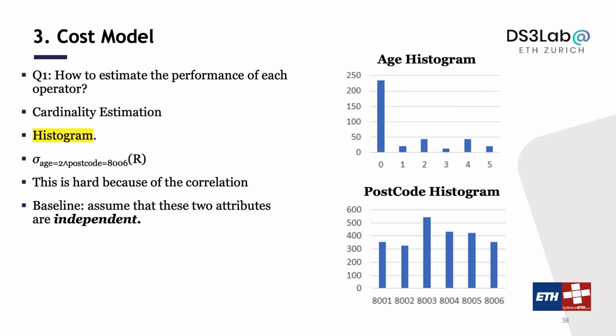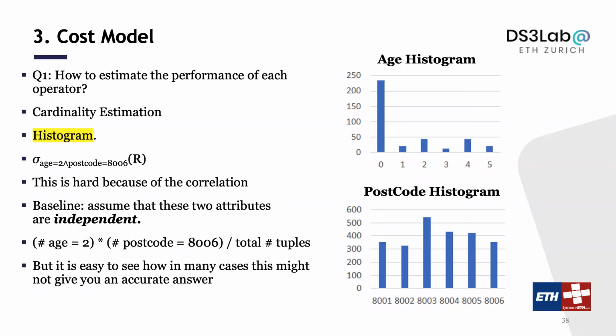There are so many different ways that you can do this. You can actually learn the correlation. You can pre-compute some of the higher-order statistics. But the baseline is, let's assume these two attributes are independent. I'm making it clear that this is an assumption that could be wrong. But if you make that assumption, you can actually use these two smaller histograms to do cardinality estimation by just combining them together. You multiply how many people have age equals 2 by how many people have postcode equals to 8006, put them together, divide by the total, and you are done.